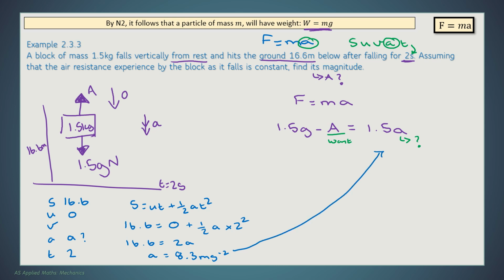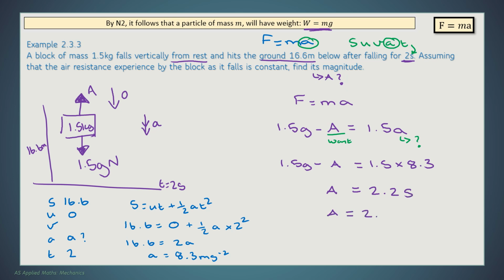Okay. So going back to that question, just get rid of that so we've room to write. We've got 1.5g minus a is equal to 1.5 times 8.3. So a is equal to 2.25, but because 9.8 has been used, I need to give my answer to 2 significant figures. And that is the magnitude of the air resistance.